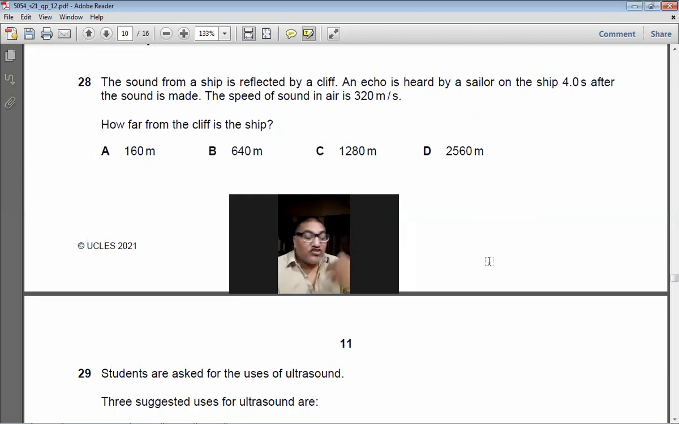See, the sound is produced on the ship, it goes to the cliff, is reflected and comes back. The echo is heard after 4 seconds. If you know the speed of the sound, 320 meters per second, you just multiply it with the time. So 320 multiplied by 4 will give you the distance traveled by the sound waves, and the distance between the ship and the cliff will be half of that distance. Let me show you my work here.